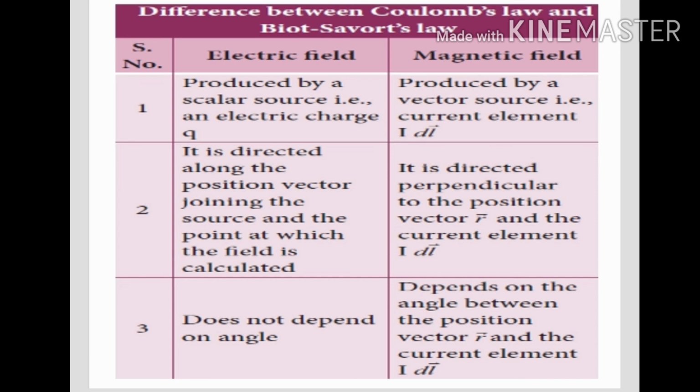where the magnetic field is produced by a vector source such that the current element I dl vector. Electric field is directed along the position vector joining the source and the point at which the field is calculated, where magnetic field is directed perpendicular to the position vector r vector and the current element I dl vector. Electric field does not depend on the angle, where the magnetic field depends on the angle between the position vector r vector and the current element I dl vector.